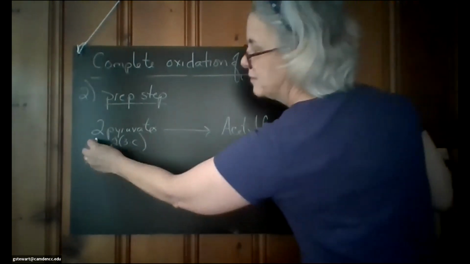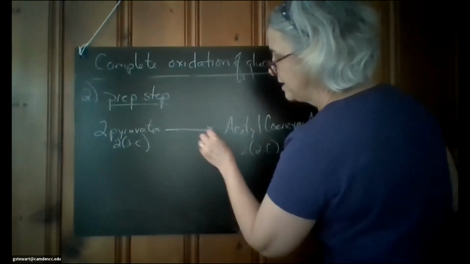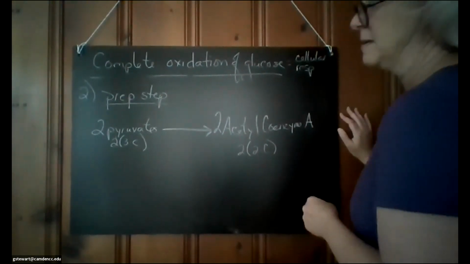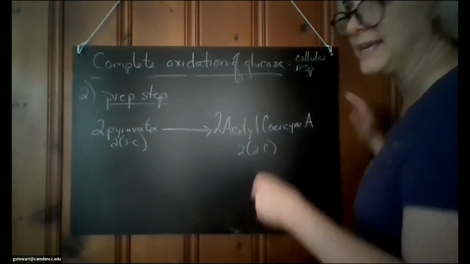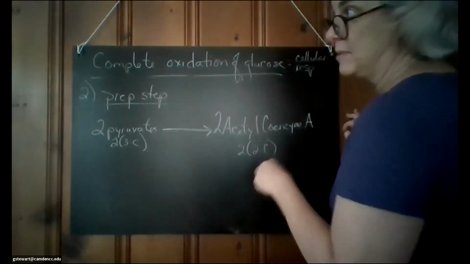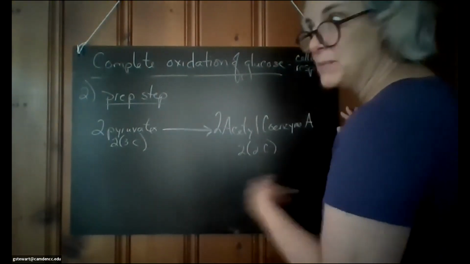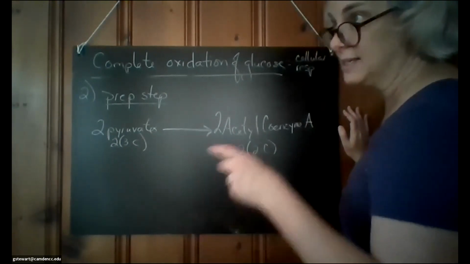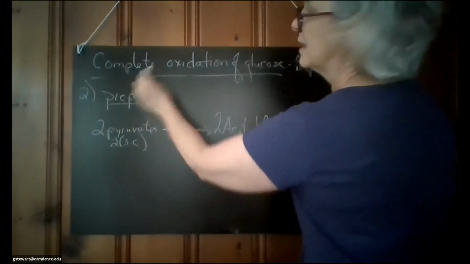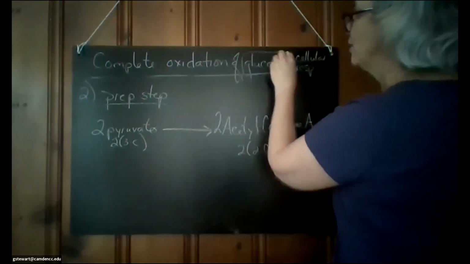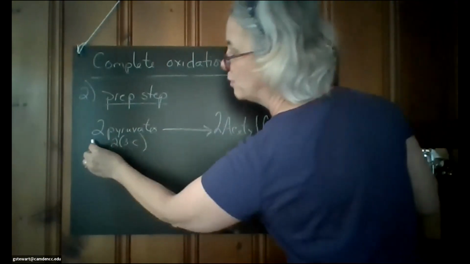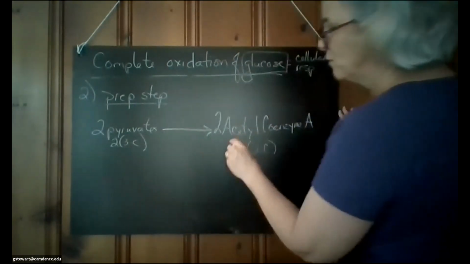Because I have 2 pyruvates, I'm going to do this reaction 2 times, and I'm going to produce 2 acetyl coenzyme A molecules. In your textbook, in any textbook ever, you're only going to see it 1 and 1 because this reaction can be used in the beta oxidation of fats. It can be used to break down amino acids. But in this case, because we're completely oxidizing glucose, we end up with 2 pyruvates from glycolysis. So both of those pyruvates are our substrate for the prep step.